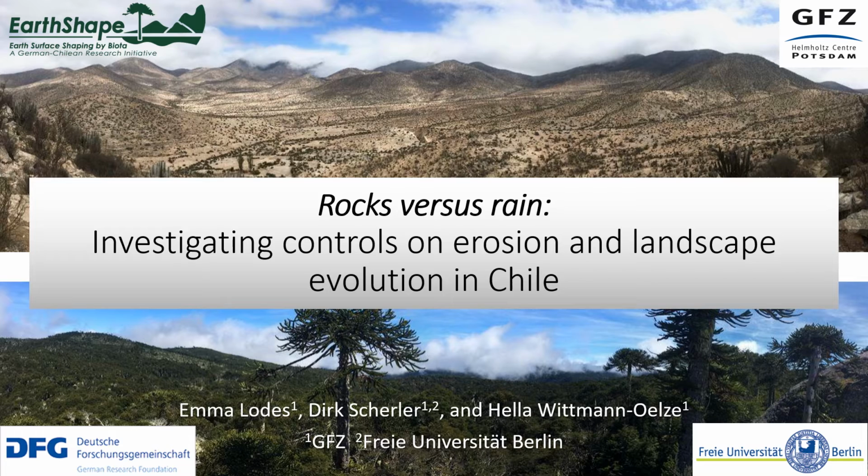So my project is part of a larger project called Earthshaped by Biota, and the goal of that project is to understand how biota, so plants and animals, influence landscape evolution on a climate vegetation gradient in Chile in the coastal Cordillera, which is a granite batholith. It's a mountain range on the coast in Chile. And specifically, in my PhD, I'm investigating the ways that erosion and weathering affect landscape evolution along this mountain range. And specifically, what are the processes of erosion and what are the controls on erosion and landscape evolution? So these controls include biota, climate, fracturing of the bedrock, and lithology.